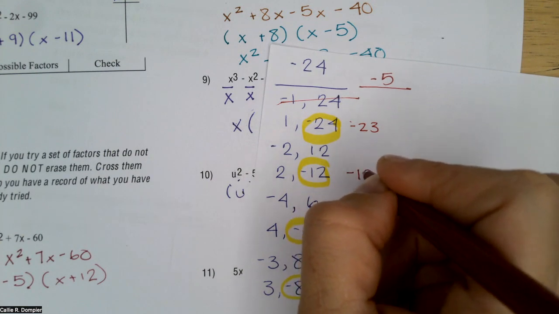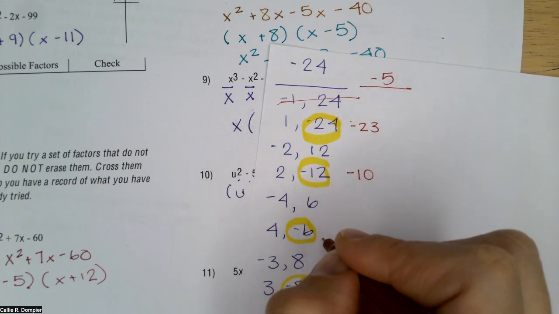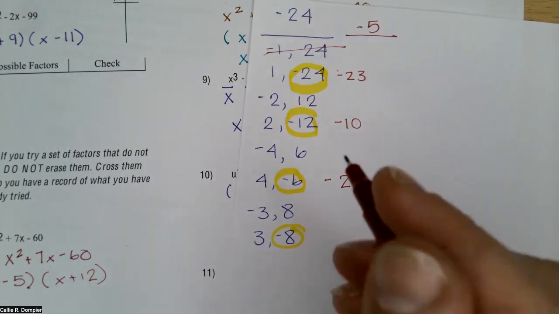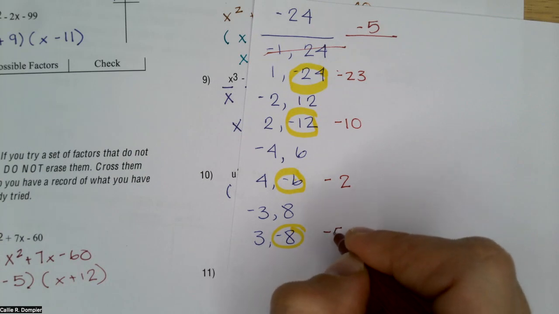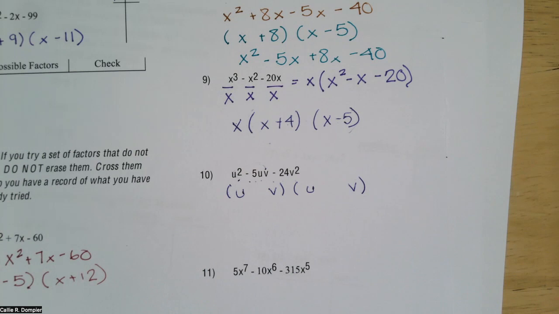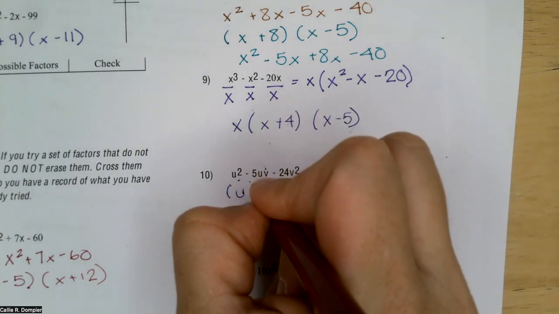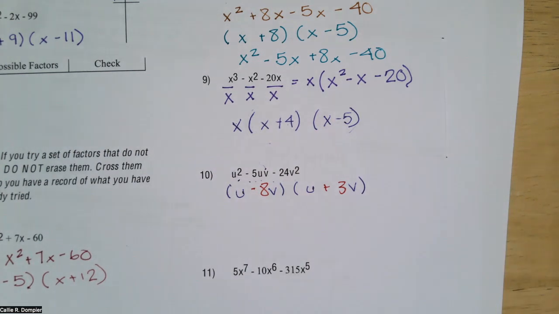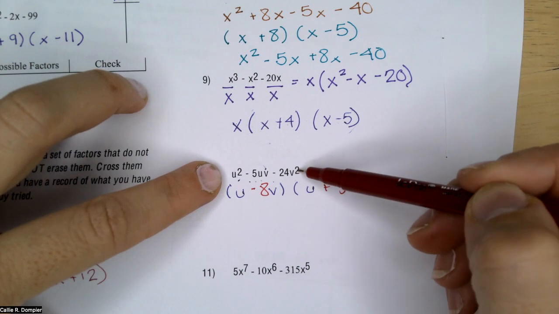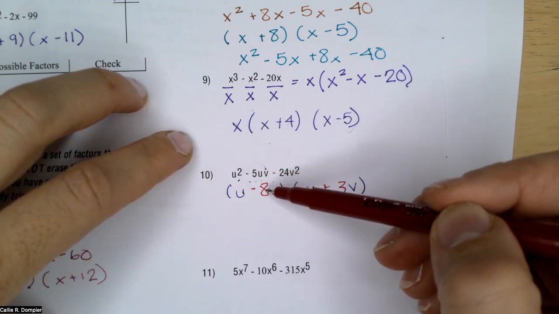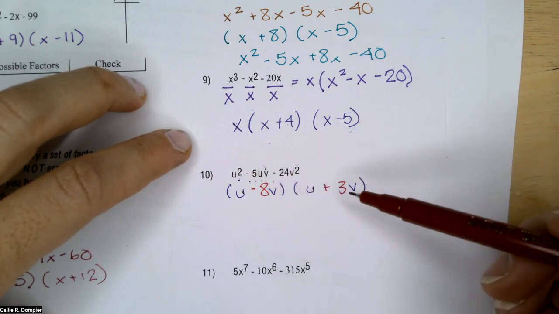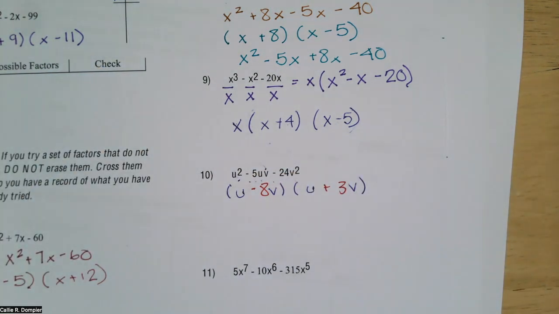Here is negative 10. Here is negative 2. And then negative 8 plus 3 is negative 5. So my pair is 3 and negative 8, v. Negative 8v, positive 3v. So first, I distributed the u squared, I distributed the v squared, and then I decided that negative 8, positive 3 multiply to equal negative 24 and add to equal negative 5. Good.